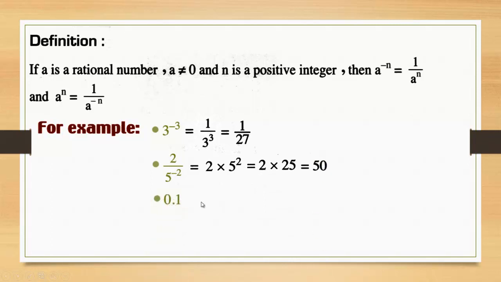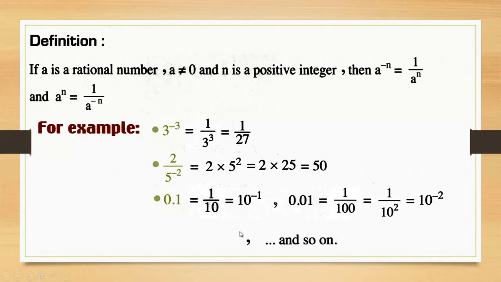0.1 equals 1 over 10 equals 10 power negative 1, because here 10 to the power of 10 equals negative 1, and 0.01 equals 1 over 100. That equals 1 over 10 power 2. We put 10 power 2 in the numerator and change the sign of the power. So the result will be 10 power negative 2, and so on.